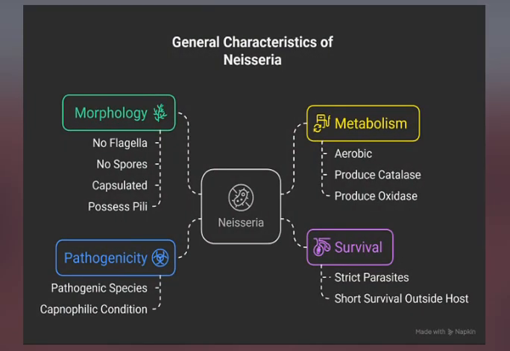To understand Neisseria better, we look at their general traits. They don't have flagella or spores, but do have capsules and pili, which help them attach to host cells. They need oxygen to survive and produce enzymes like catalase and oxidase. They are pathogenic, meaning they cause disease and prefer environments rich in carbon dioxide. They can't survive long outside their human hosts, which makes them strict parasites.